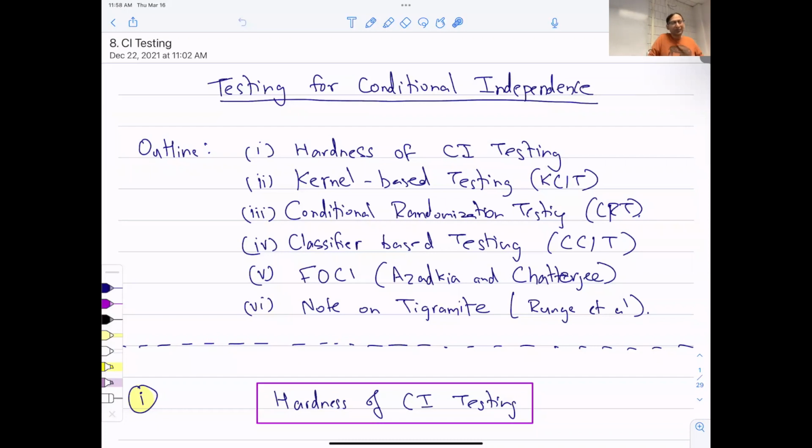Okay. So I'm stopping at this. I think there's a natural place to stop. Tomorrow I'll go through this.